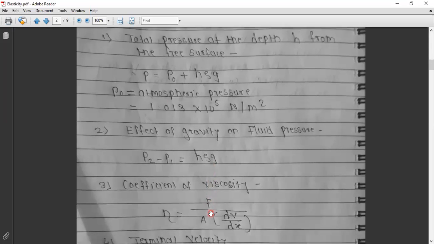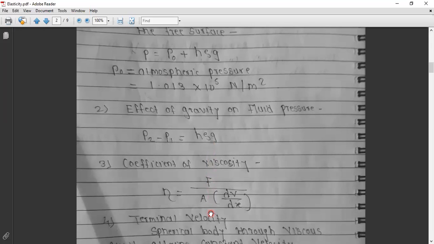Third one, that is the coefficient of viscosity. This is a very important topic. To understand this coefficient of viscosity, we have to know the two concepts, that is the streamline flow of the liquid and turbulent flow of the liquid. When the liquid is in motion, then the velocity of the liquid at any given point always remains constant, both in magnitude and the direction. This type of the flow is known as streamline flow.